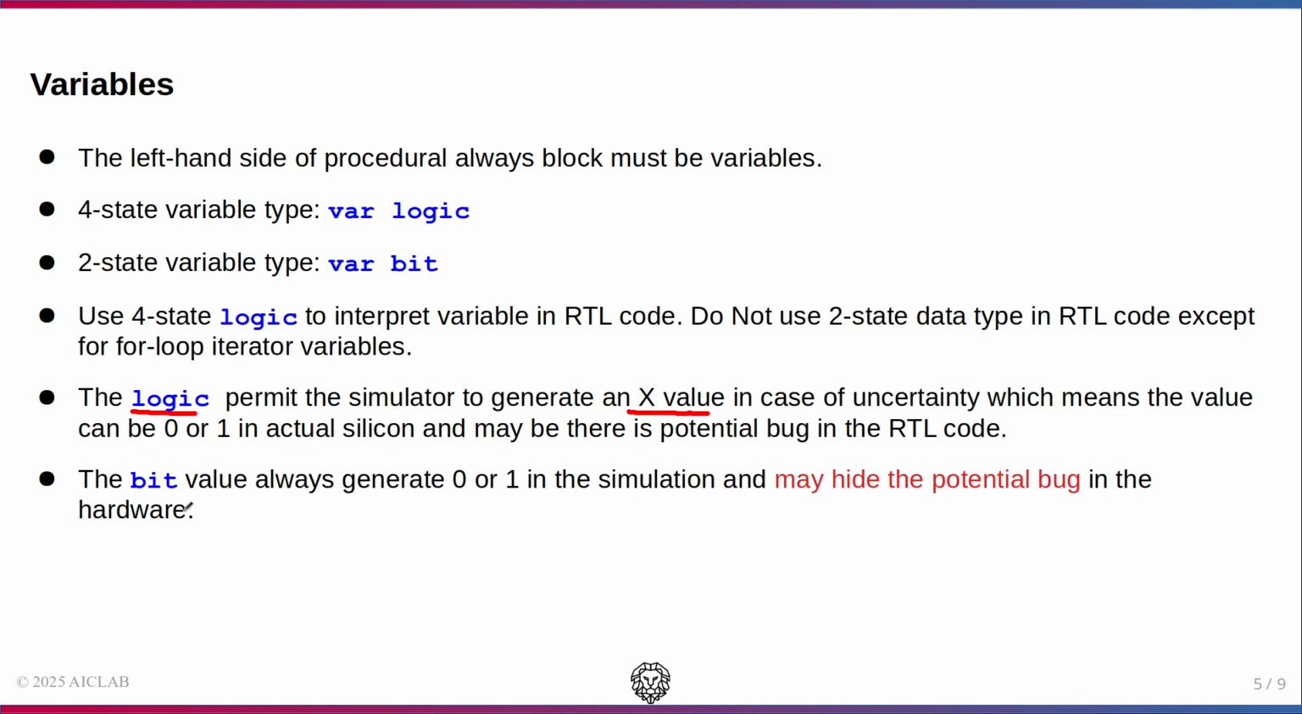So if you use the bit, the x value is automatically converted to 0 and 1, and it probably hides the potential bug, which is not good for your RTL code. So always use logic in your RTL code.